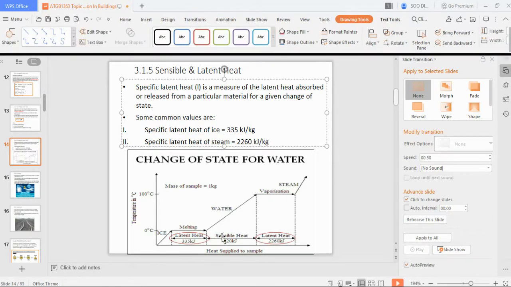All materials, when they are being heated up or cooled down, you're actually looking at the sensible heat. But when you're changing the state of the material from one state to another, maybe solid to liquid, then you will have to look at the latent heat. You're not increasing the temperature of the material, but you're changing the state. This is the difference between latent heat and sensible heat.